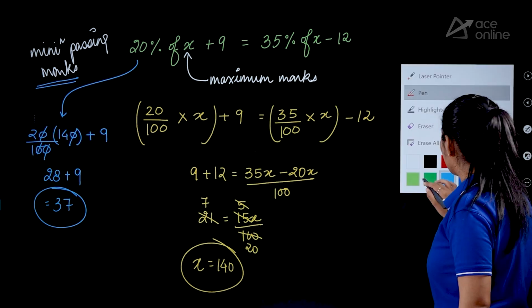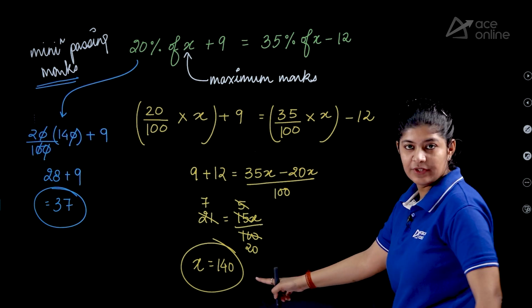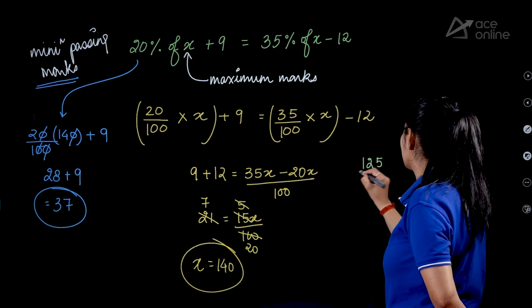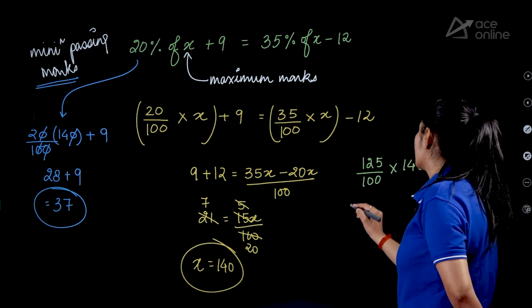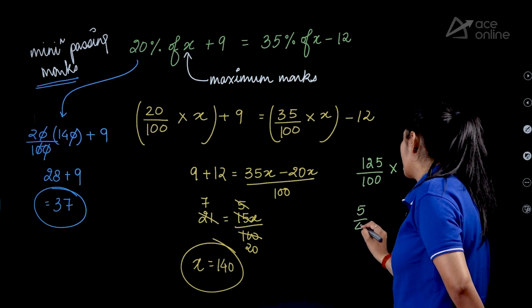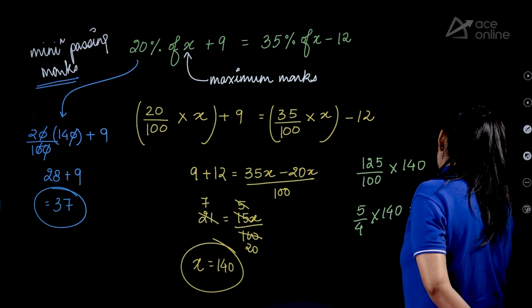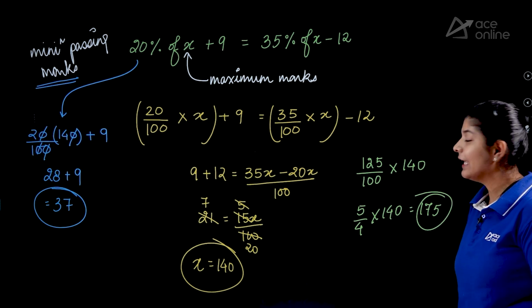Now we also have to find out 125% of the maximum marks. So this is nothing but 125/100 into 140. We can write it as 5/4 into 140, and you will get your answer as 175.